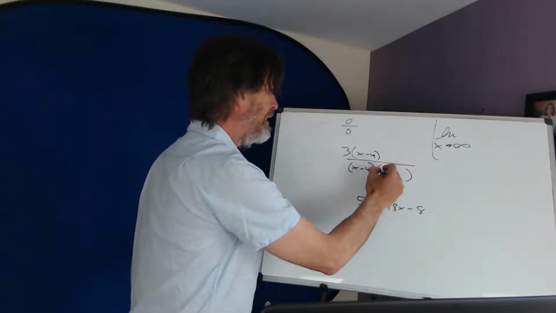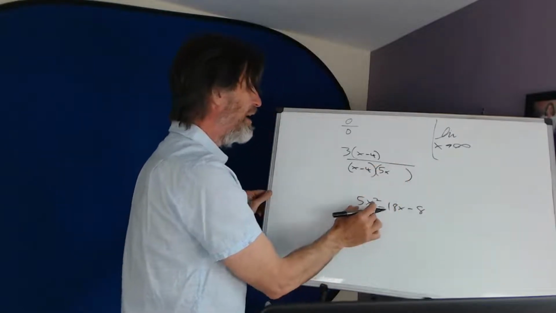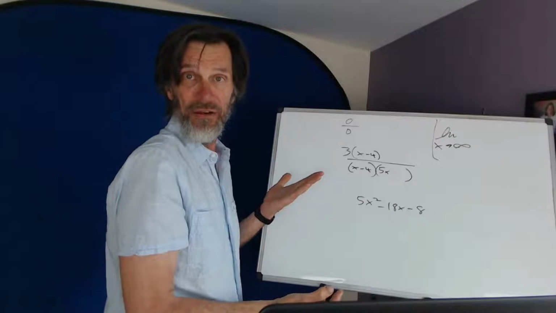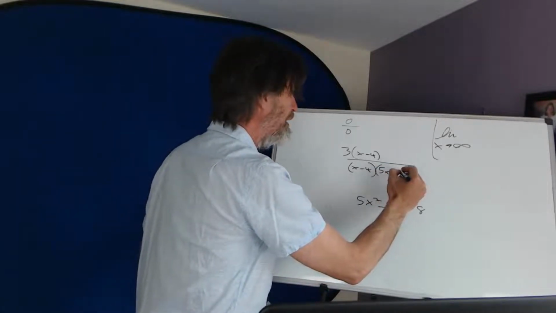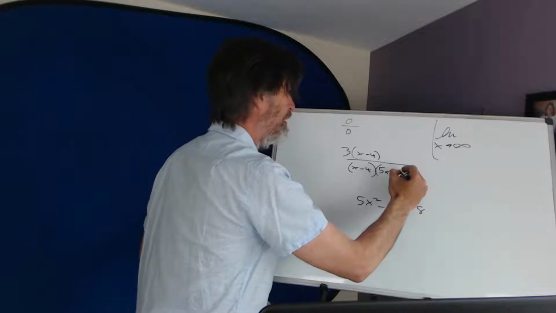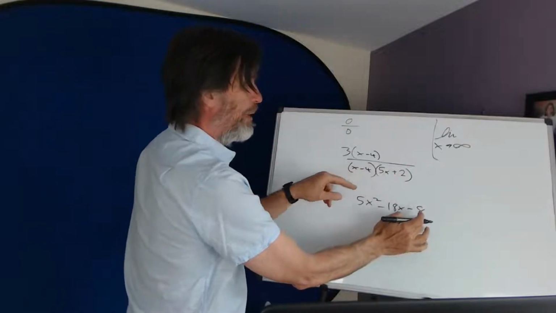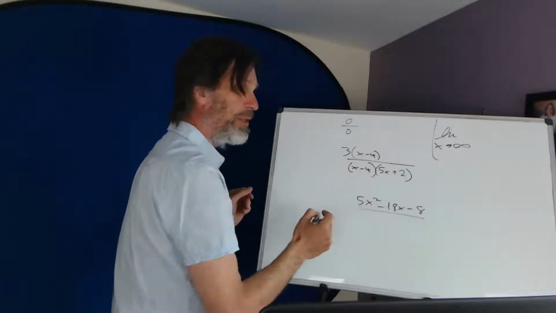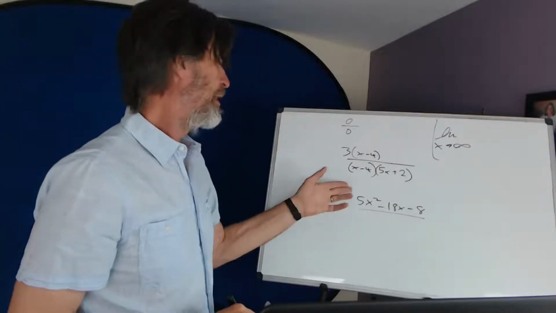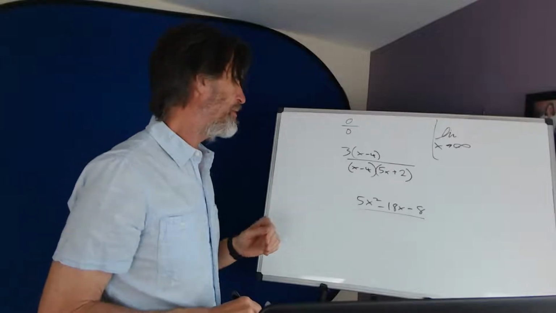So I know that this lead term has to be a 5x. That's the only way when I FOIL them together I'll get the 5x squared. I know the trail term at the end must be a plus 2. That's the only way I can get the negative 8 at the end. And if you do FOIL those out, and you probably should if you get one of these on the test, you'll recognize that that is what we started with.